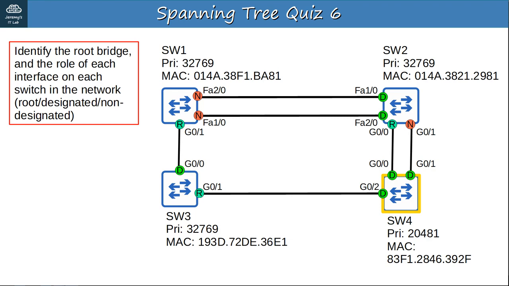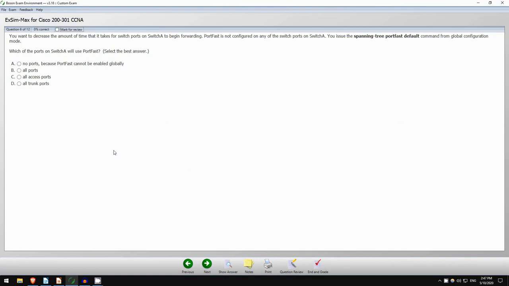Let's take a look at Boson XSIM. Okay, for today's Boson XSIM practice question, we're talking about portfast, which is an optional feature of spanning tree, which I haven't talked about in today's video. So, I won't give you the answer in this video, I'll just read the question, and then I'll give you the answer in the next lecture video, day 21.